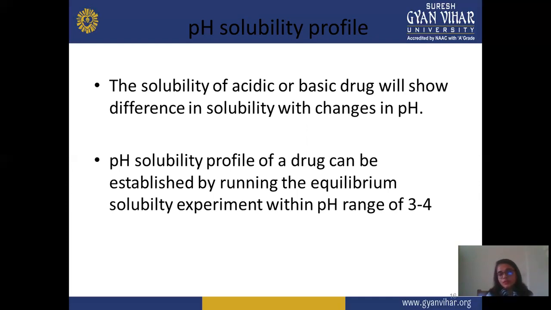The pH solubility profile of a drug is established by running an equilibrium solubility experiment in the pH range 3 to 4. Mainly this testing is between pH 3 to 4. This is the condition only for acidic drugs, but these conditions also change according to the requirement. So according to pH, solubility may decrease or increase.